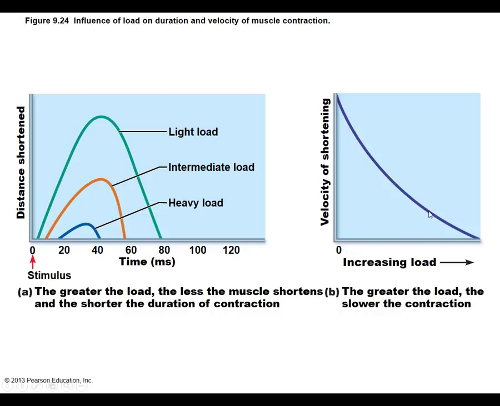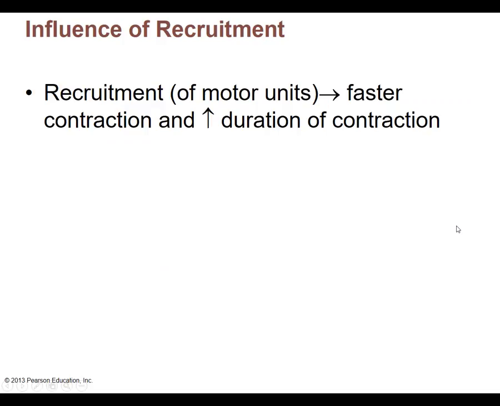Then we're looking at the influence of recruitment. Also kind of makes sense. This is recruiting of motor units. The more motor units you recruit, the faster the contraction, and you can increase how long you can contract. Again, makes sense. The more people working on a project, the faster that project gets done. So the more motor units you recruit, the faster they work together to make the contraction happen. So these things all help influence contractions.